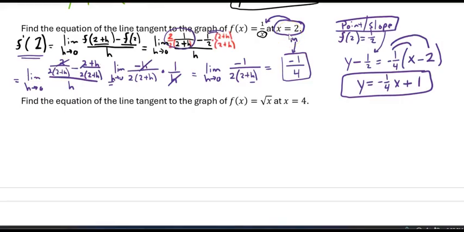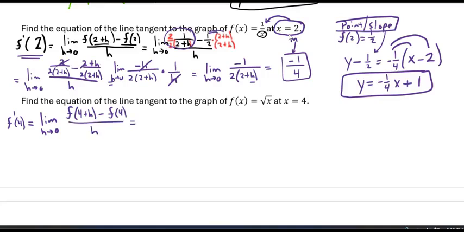Okay, I hope you've had a chance to try that one. Let's go ahead and get started. The limit as h goes to 0, by the way, what we're doing is we're trying to find f prime of 4. Let's write that in. f prime of 4 is f of 4 plus h minus f of 4 over h.